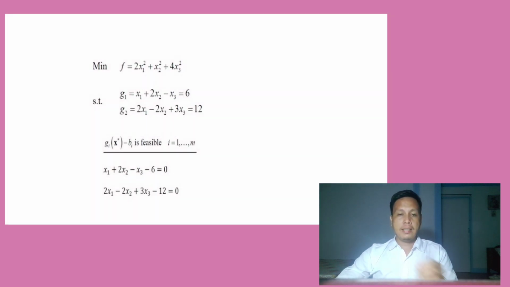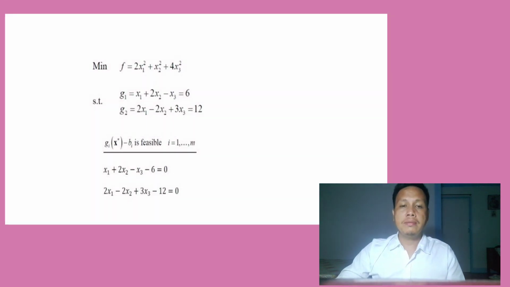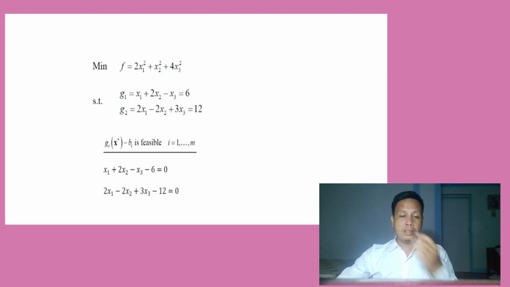First, the first condition: g_i(x) optimum minus b_i is feasible, where i is equal to 1 up to m. So x_1 plus 2x_2 minus x_3 minus 6 equal to 0. We also have to rewrite the second equation: 2x_1 minus 2x_2 plus 3x_3 minus 12. We have to transpose 6 and 12, and they will become negative.